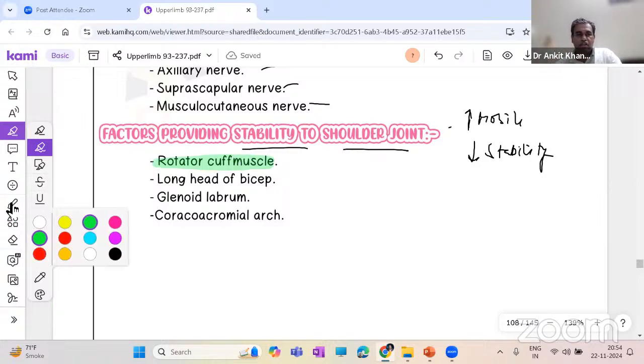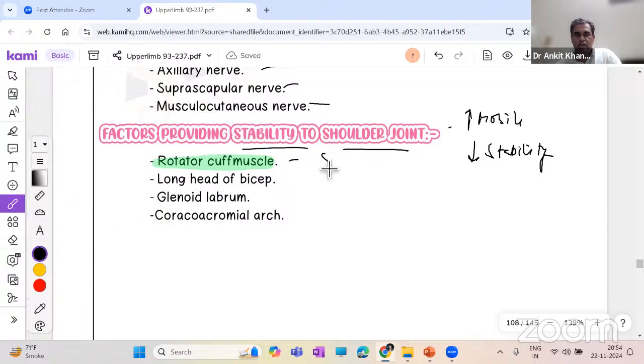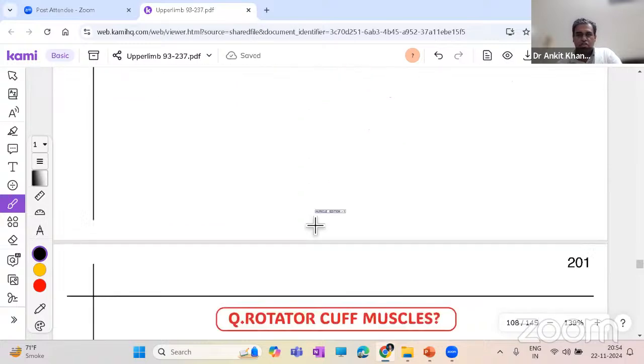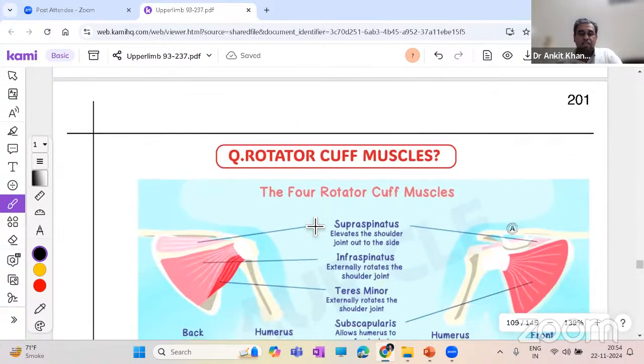And here's the mnemonic. I guess we have discussed it, but again, SITS is the mnemonic. S is supraspinatus, I is infraspinatus, T is teres minor. Let me write it separately. And the second S is subscapularis. I guess that will be later on in the notes also. So these are the rotator cuff muscles. It's a different topic in itself. It comes a lot in your theory exams also, PG exams also.